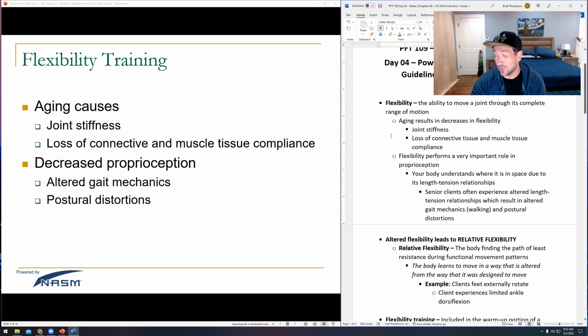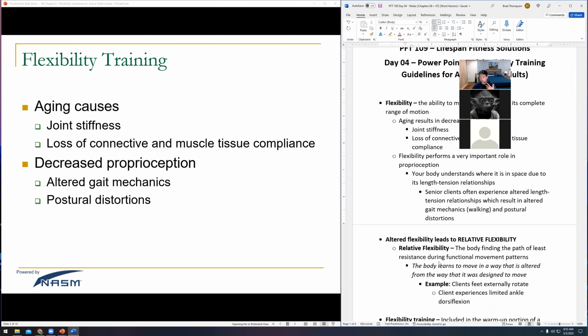And as we get older, we experience a little bit of joint stiffness, right? Our connective tissue loses what we call compliance. It loses its ability to relax properly and allow movement to occur. What that results in is a decrease in our proprioception, right? Remember proprioception, that's our body's ability to understand where it is in space. So if we lose or alter that ability, it results in postural distortions, which in the end results in an injury, right?